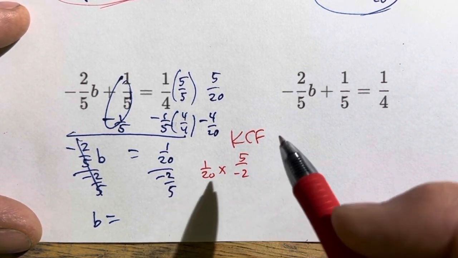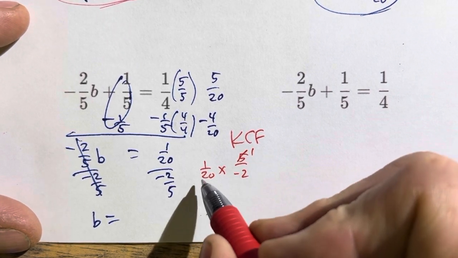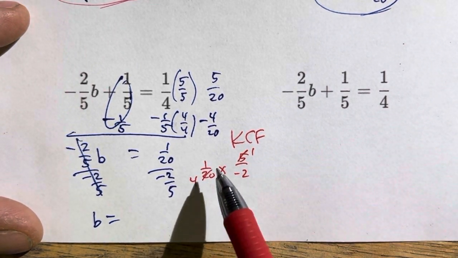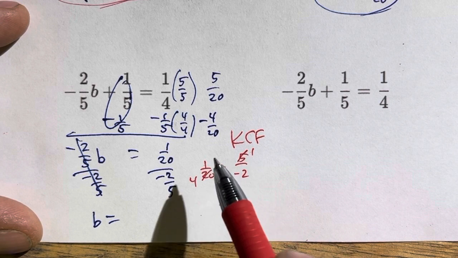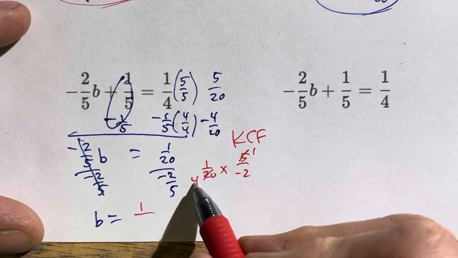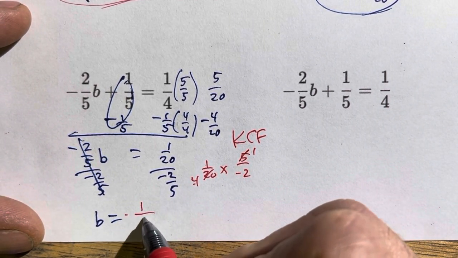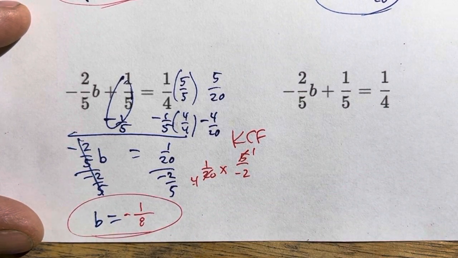And then I can cross cancel right here. 5 goes into 5 once, 5 goes into 24 times. So I got 1 times 1 on top, which is 1. And then 4 times -2 is -8. So it's going to be -1/8. There's what my answer would be.